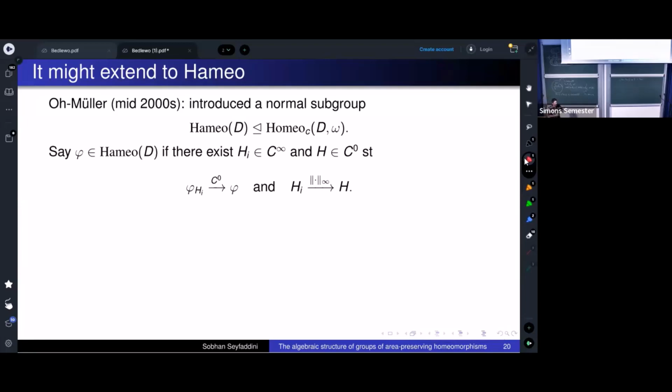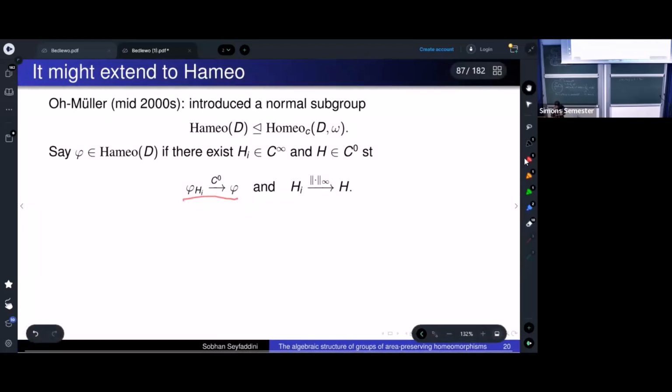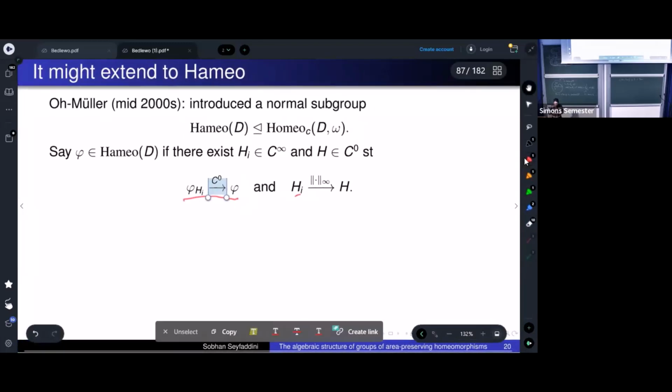I take an area preserving homeomorphism Phi. Then I say it's in this Hameo if I can do the following. Find a sequence of smooth Hamiltonians H_i such that the associated diffeomorphisms converge in C0 topology to Phi. And the second condition, the important condition, is that the H_i, the Hamiltonians themselves, converge in sup norm to some limit H.